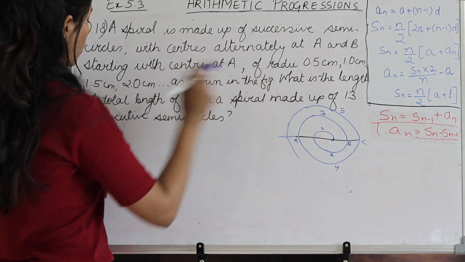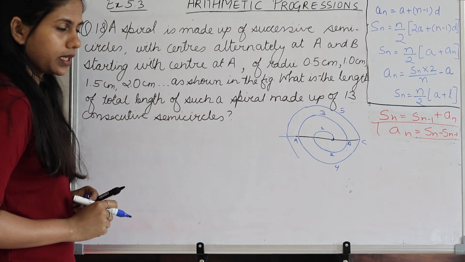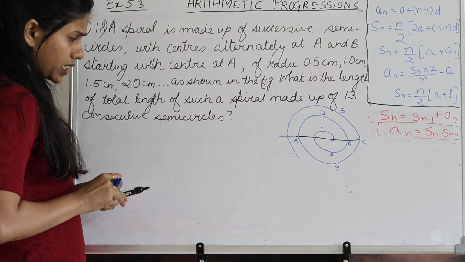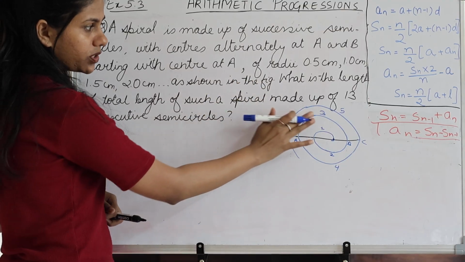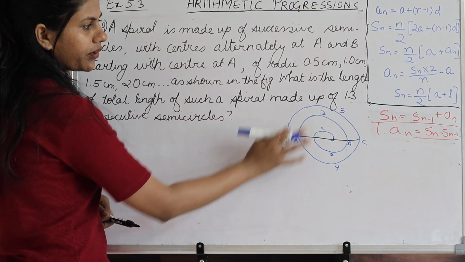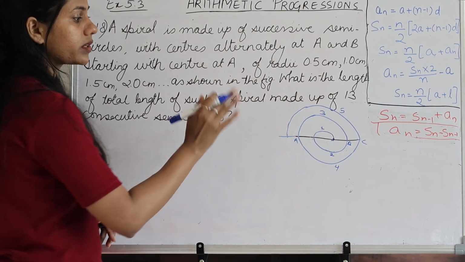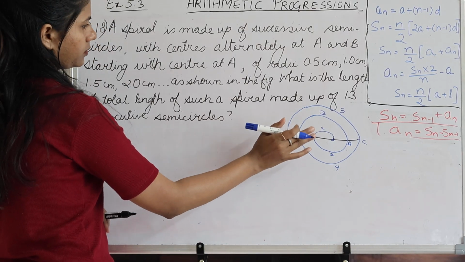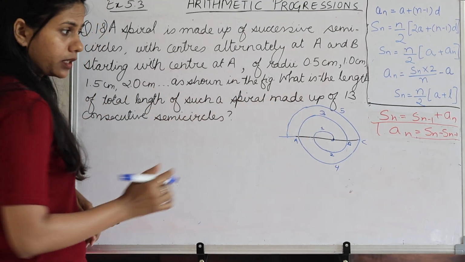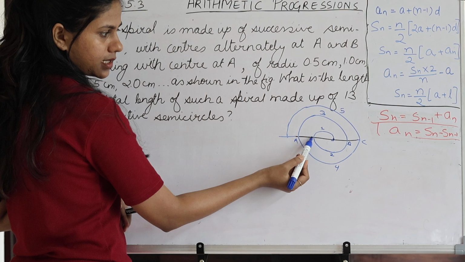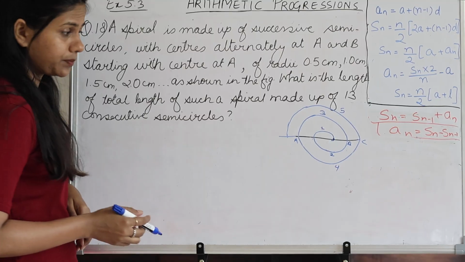So what is the total length of such a spiral made up of 13 consecutive semicircles? Here what they're asking is, let's say this keeps on going like 13 semicircles. For example, this picture is going till the fifth semicircle. In the same way it is going till 13. Then we have to find out the length of this spiral. Let's talk about only this given one. So it is 1 plus 2 plus 3 plus 4 plus 5.